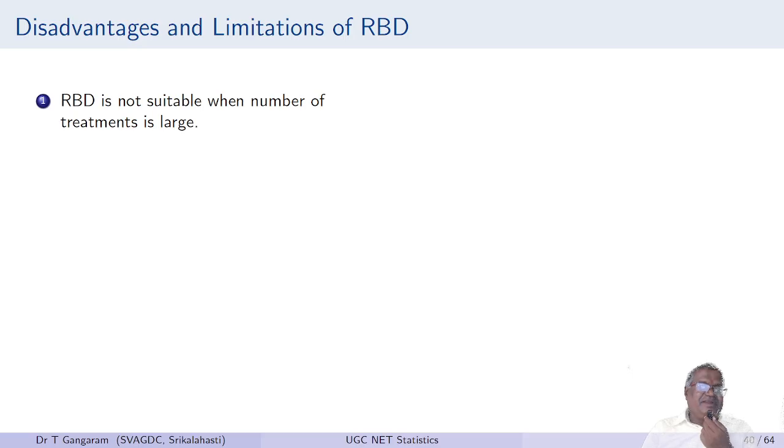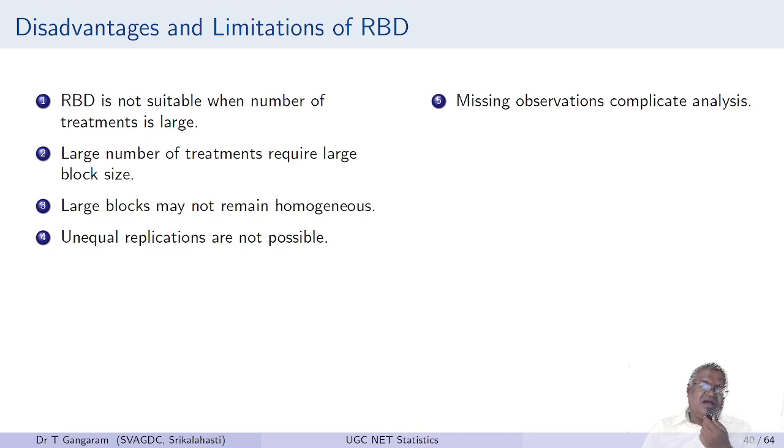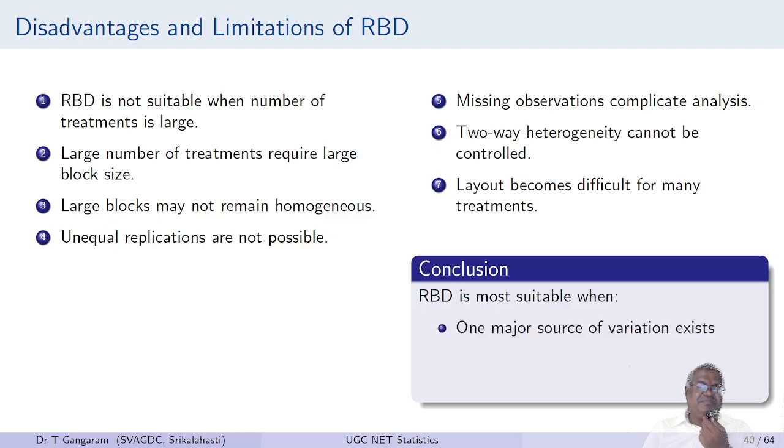There are some limitations to RBD also. It is not suitable when number of treatments is large. Large number of treatments requires large block size. Large blocks may not remain homogeneous. Unequal replications are not possible. Missing observations complicate analysis. Two-way heterogeneity cannot be controlled. Layout becomes difficult for many treatments.